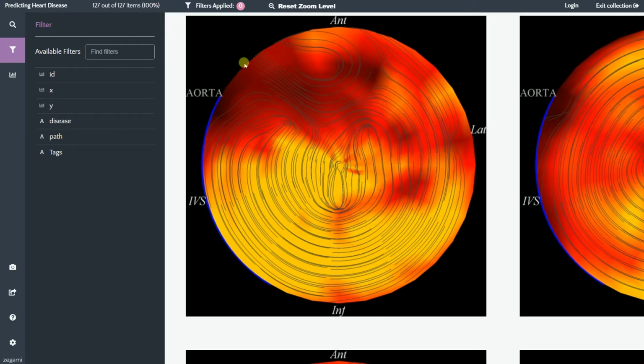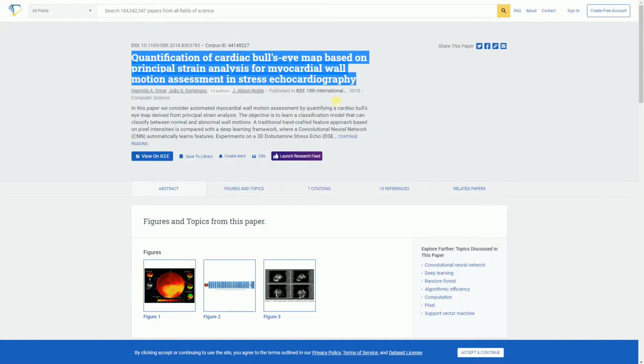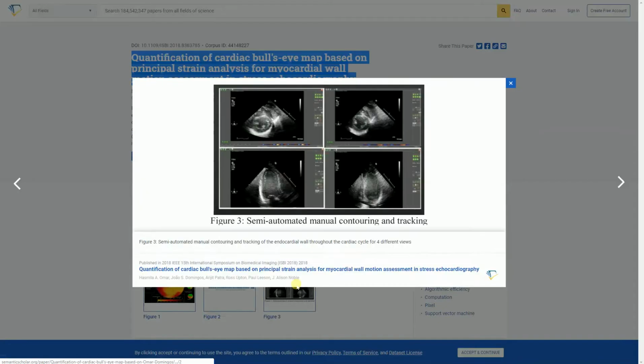So just to put this into context, here we have a picture of a heart which has been made semi-quantitatively, and the method you can find out here in this paper, which is an IEEE paper back in 2018 about how to make these so-called bullseye maps. But in a nutshell, you take the echocardiogram data and you mark out where the particular regions of interest here are.